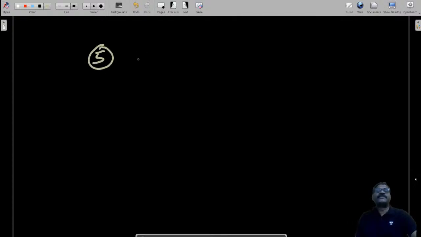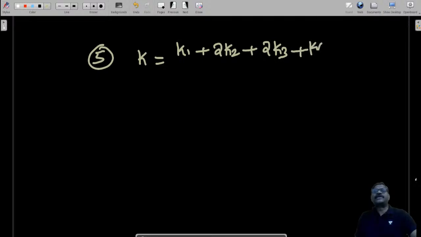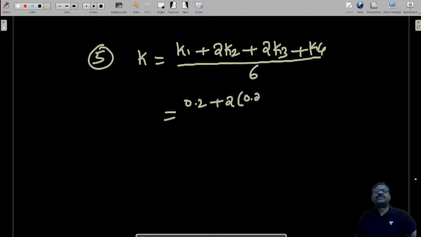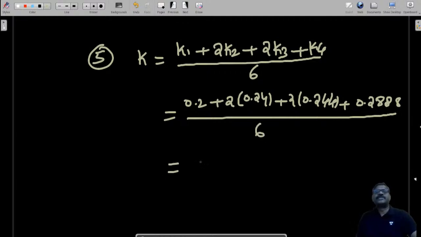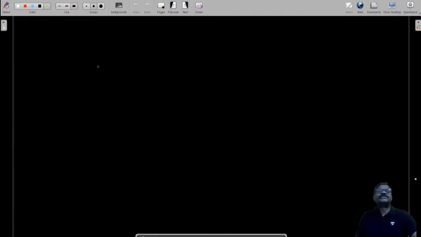Next, step 5, k is k1 plus 2k2 plus 2k3 plus k4 by 6, that is 0.2 plus 2 into 0.24 plus 2 into 0.244 plus 0.2888 by 6, that is 0.2428.